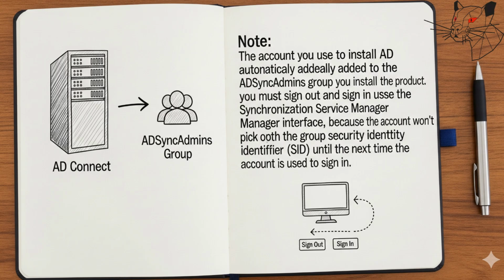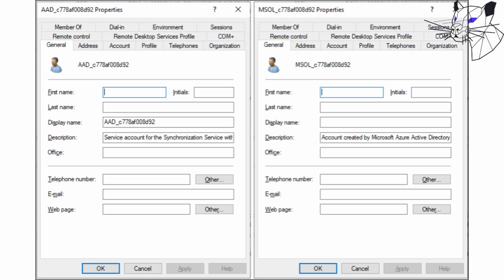Note: the account you use to install AD Connect is automatically added to the AD Sync admins group when you install the product. You must sign out and sign in again to use the Synchronization Service Manager interface, because the account won't pick up the group security identifier (SID) until the next time the account is used to sign in. The Enterprise Administrator account is only required when you install and configure Microsoft Entra Connect, but its credential isn't stored or saved by the configuration wizard.